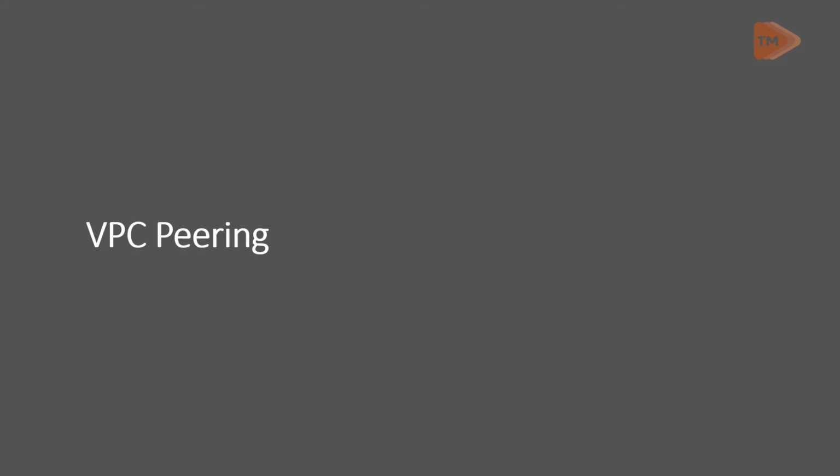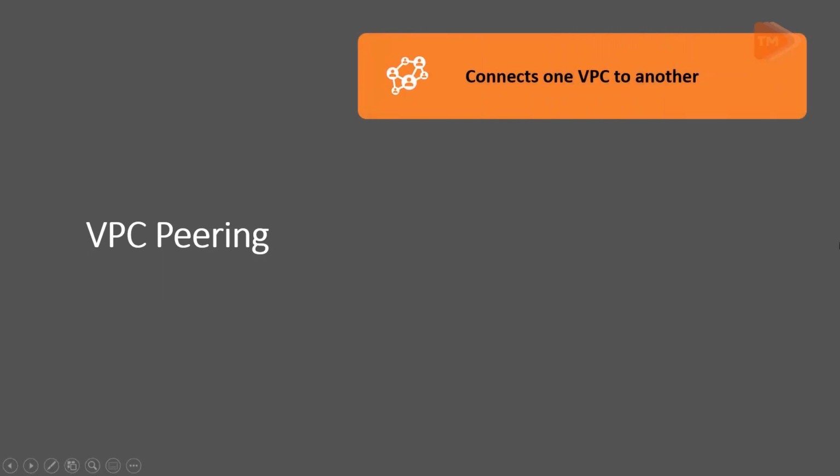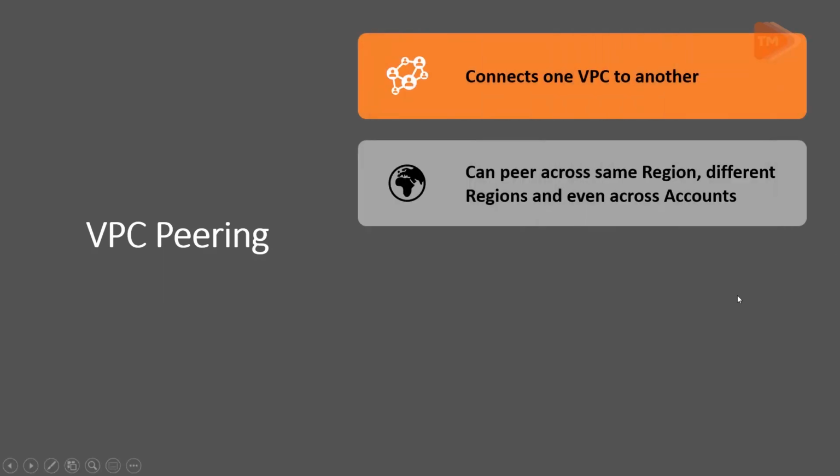Moving on, let's move on to VPC peering. Now VPC peering, like I said, is a connection between two VPCs. So it connects one VPC to another. Earlier there were limitations of within the region only, but now it can peer across the same region, different regions, or even across accounts. So it has given you a wide range of access.